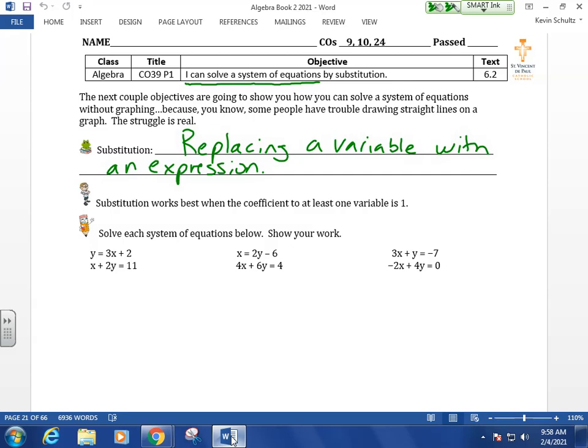I'm going to rewrite these equations using different colors so that we can kind of identify what's going on here. We have y equals 3x plus 2, and we have x plus 2y equals 11. I define substitution as replacing a variable with an expression. We actually have a value for y here. We know what y equals. It's not a number, but what expression does y equal?